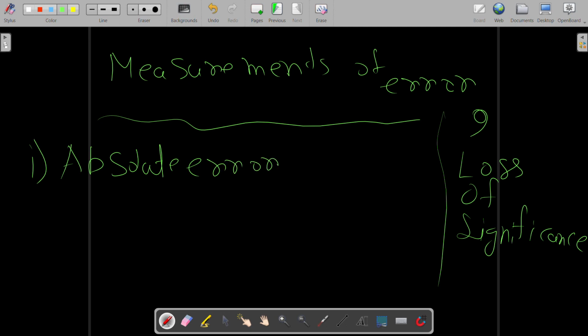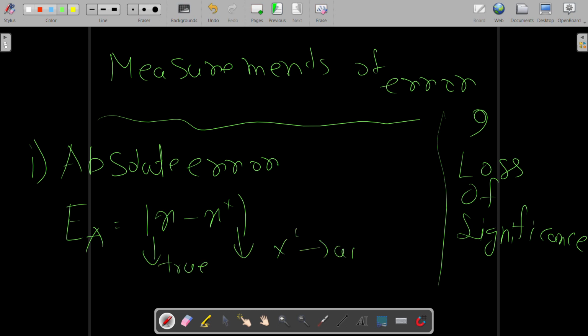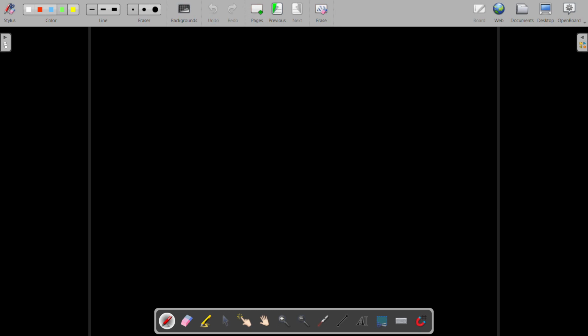The formula can be said as e^a equals x minus x star, where x is the true value and x star is the approximated value, and e^a is the absolute error, the modulus of the error. The relative error e^r is defined where the real value x is not equal to 0; we have to take x not equal to 0. The relative error is (x minus x star) by x.